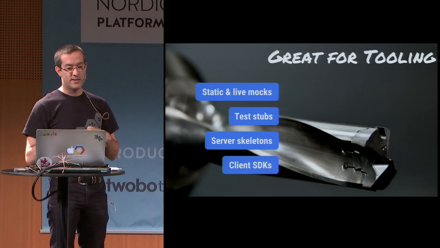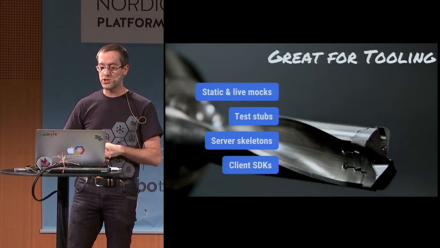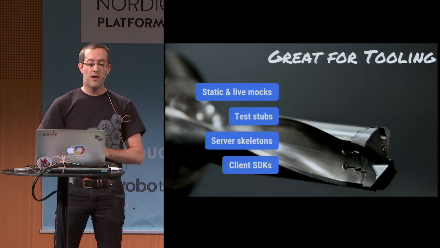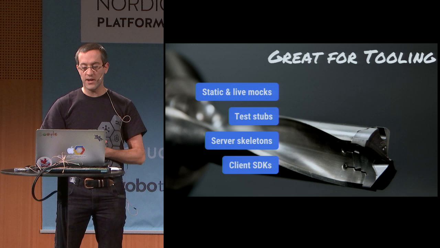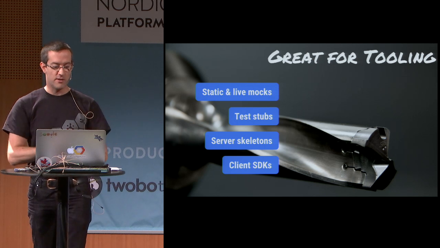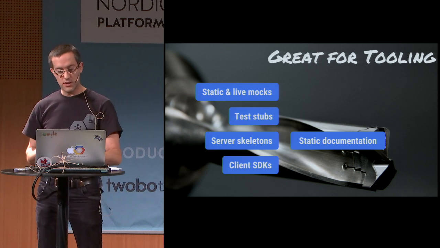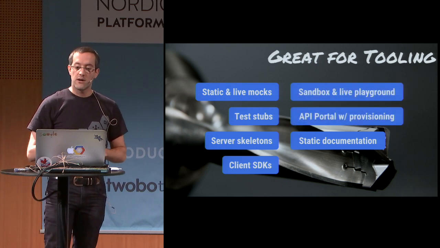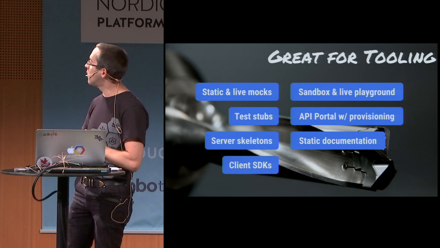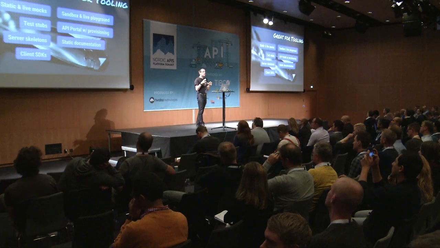If you want to create test stubs or even mocks, especially when you have several APIs interacting together, or a team is working on an API that you depend upon and they haven't implemented it yet, you may use a mock made out of the spec of this third-party API. You can also create static documentation, host an API portal with key provisioning and things like that, or use something like the Swagger UI or more advanced playgrounds to be able to play with the actual API.